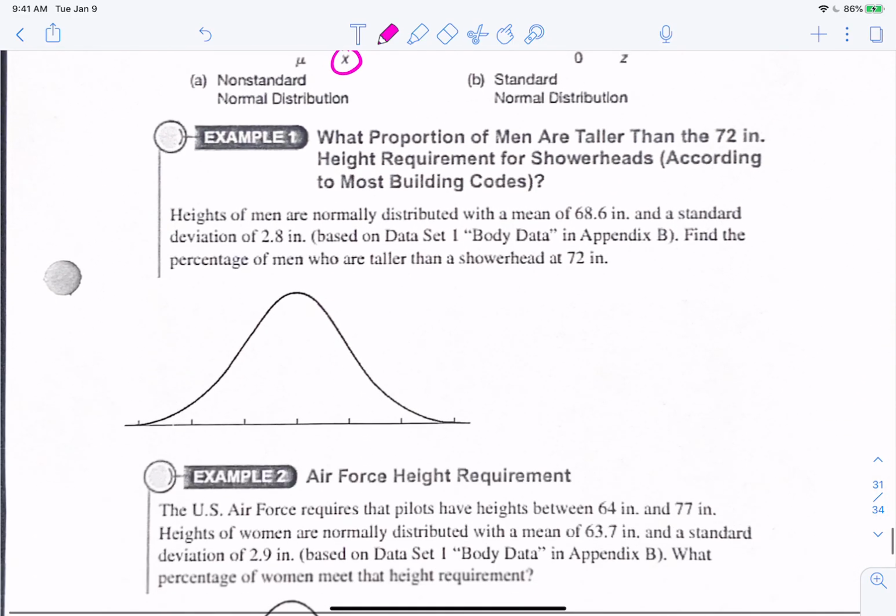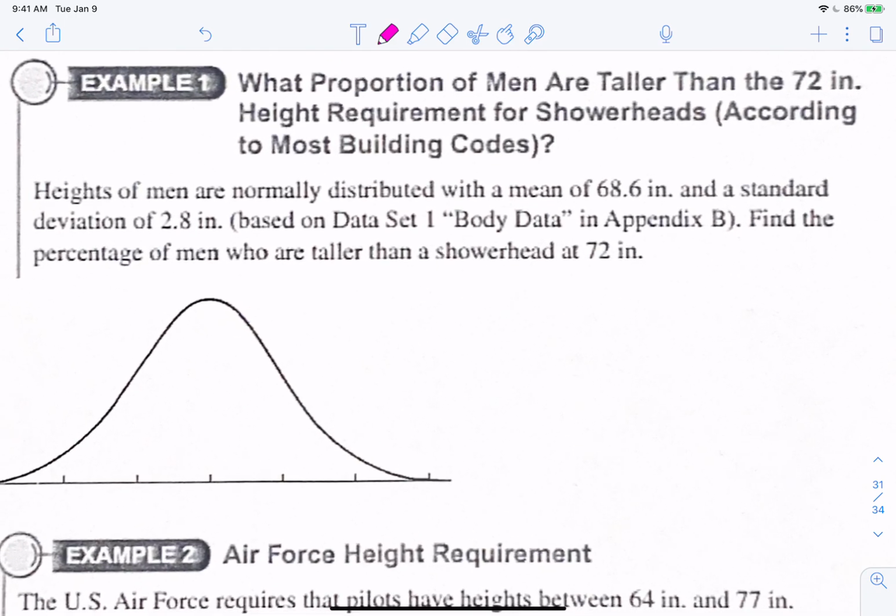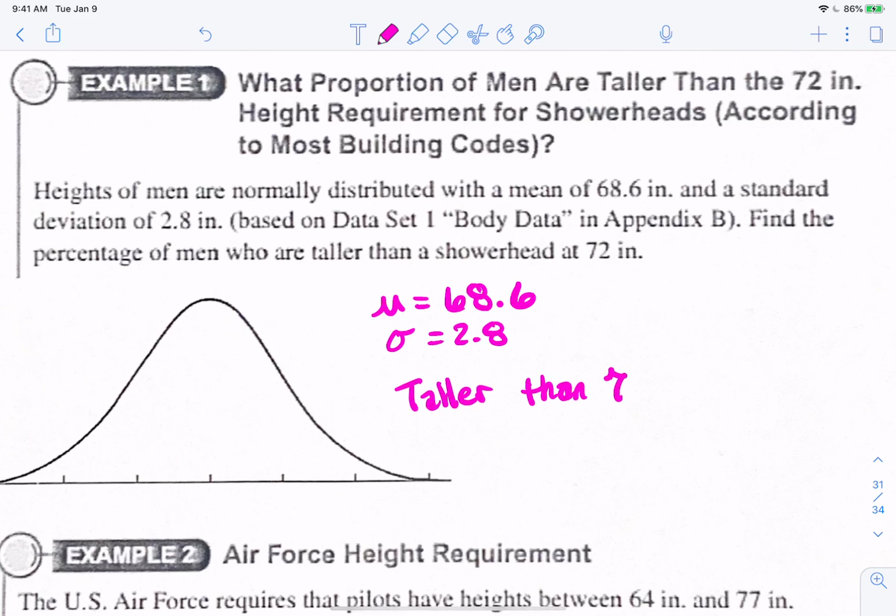All right, let's go to example 1. We're going to just jump right in. The heights of men are normally distributed with a mean of 68.6, standard deviation of 2.8. Write those things down, and then you don't have to reread. Mu and sigma, mean and standard deviation. They want to know, find the percentage of men who are taller than 72.